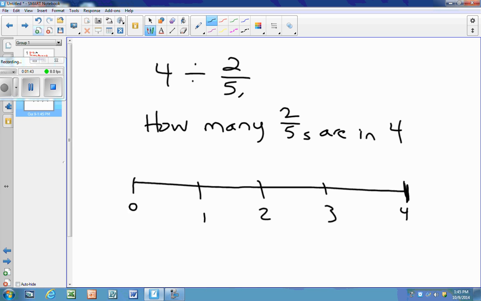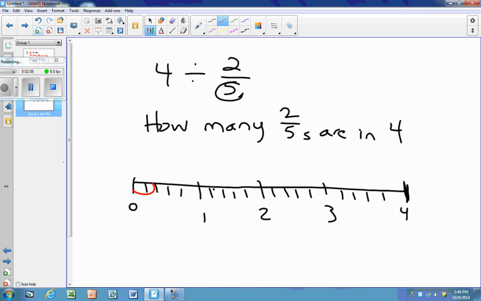So the denominator here tells me that we're working with fifths. So if you count on your line, that's how many equal parts each whole has been divided up into. So there, now my line is divided up into fifths also. But now if I look, the question is how many 2/5 are there in 4? So I'm going to have to mark every 2/5.